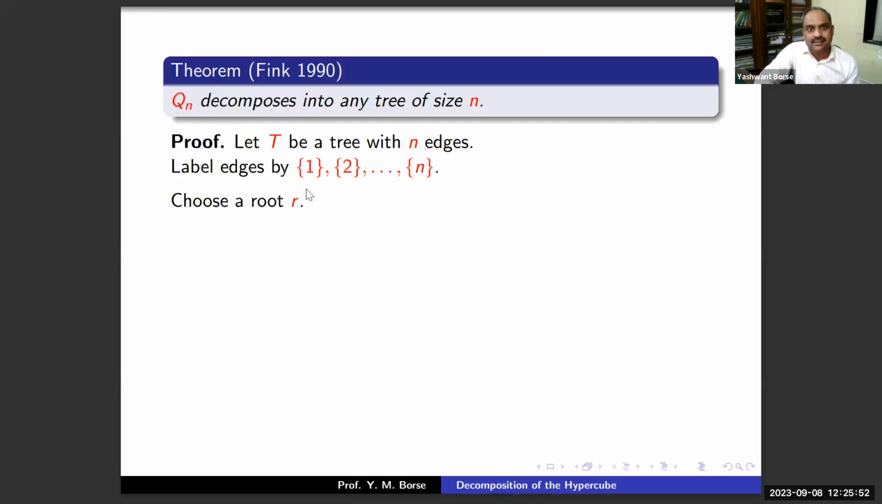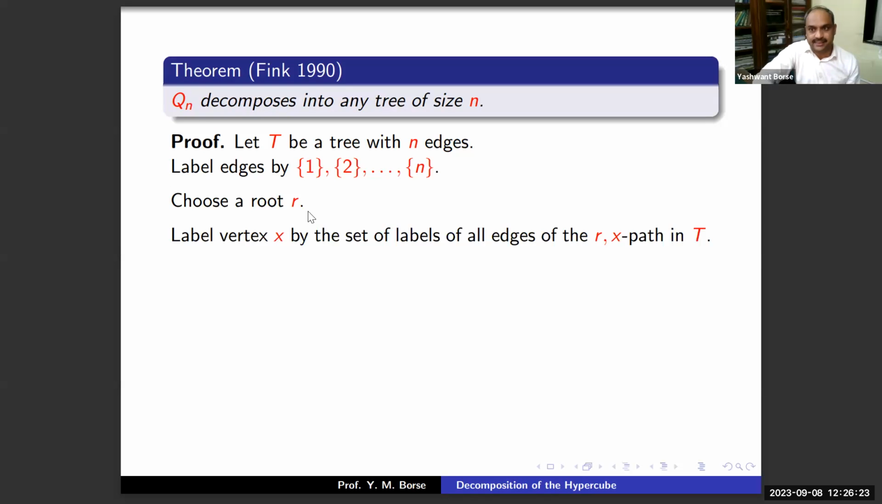Label the edges by singleton 1, singleton 2, up to singleton n. I am using here the vertex set of Qn as the power set of {1, 2, 3, up to n}, so my vertices are subsets of {1 to n}. So I'm labeling the edges by singleton 1 to singleton n. There are n edges. So choose a root R in this tree T. Any vertex you can consider as a root and call it R. Label the root R by the empty set.